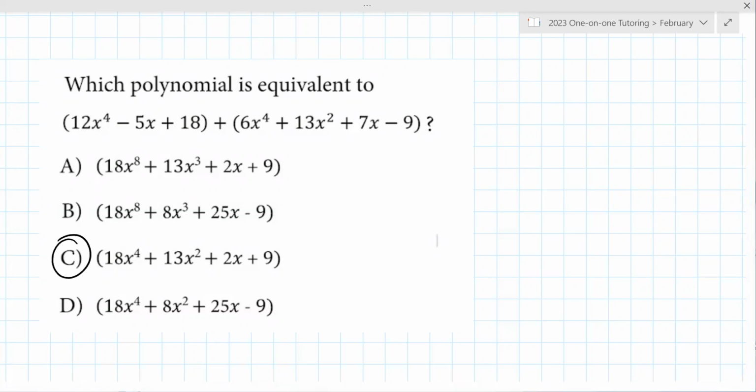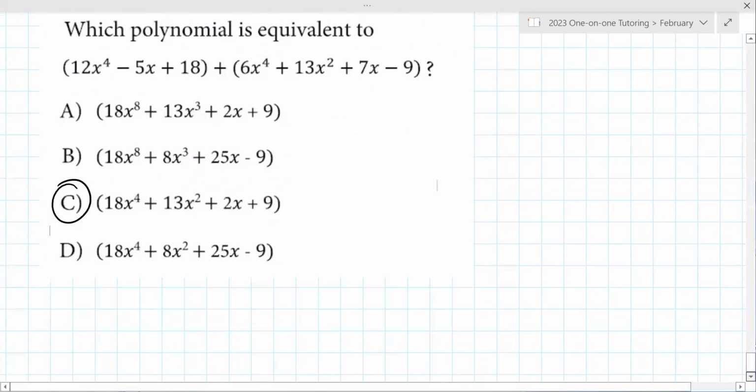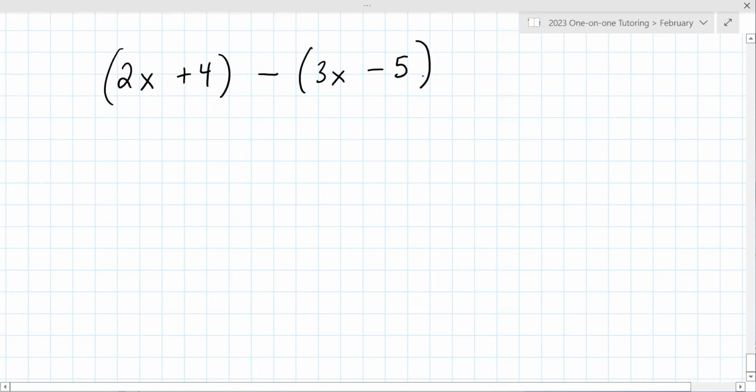Very good. Now let's look at some new problems. Here's something you might see. It'd be something like 2x plus 4 in parentheses, minus 3x minus 5. Is this where you do FOIL? You distribute. This is the distributive property, where FOIL comes after this, a couple sessions down the road.